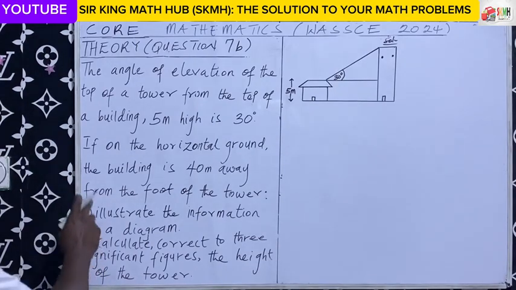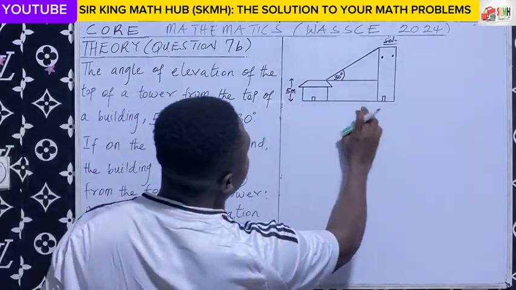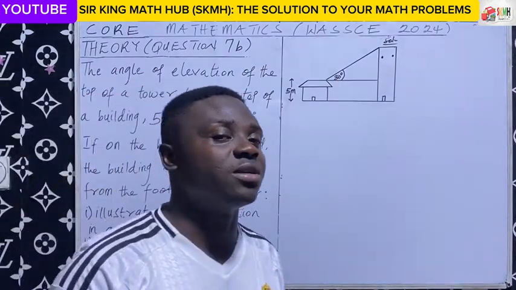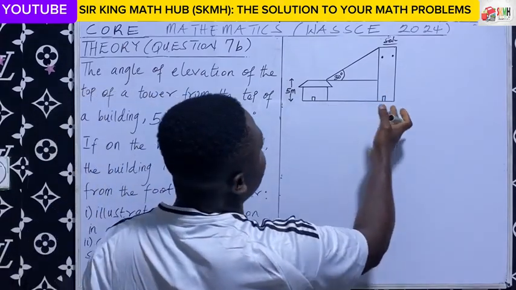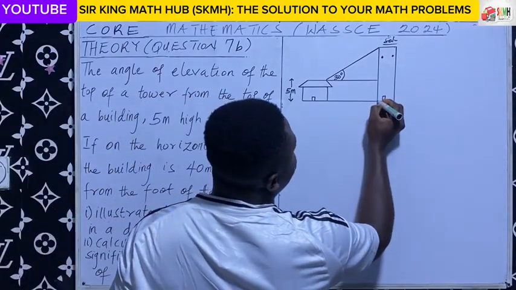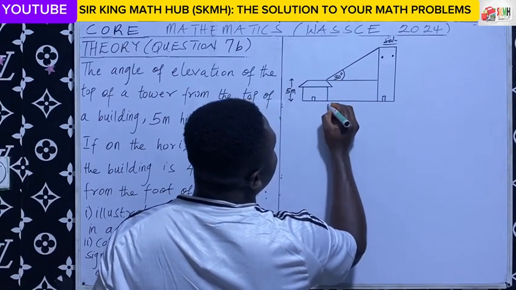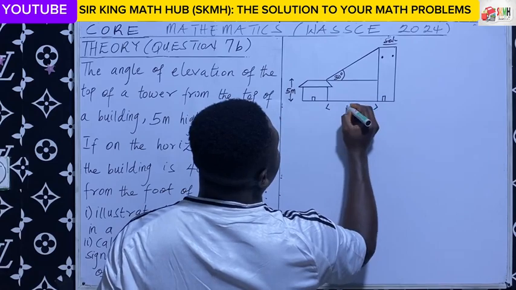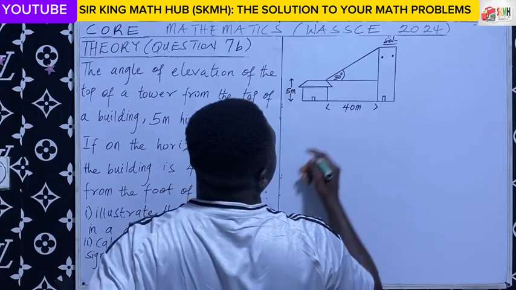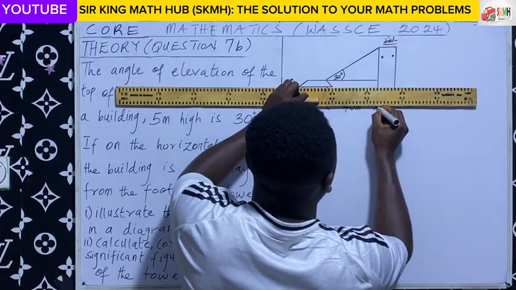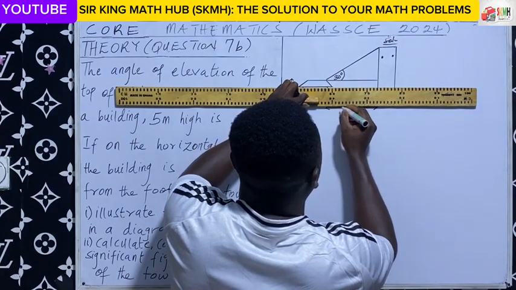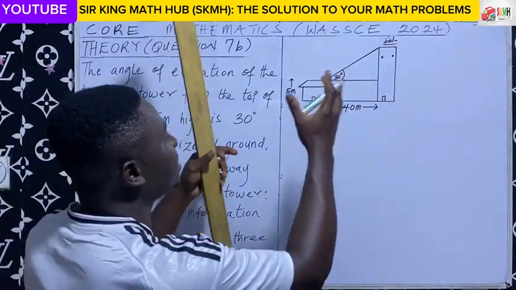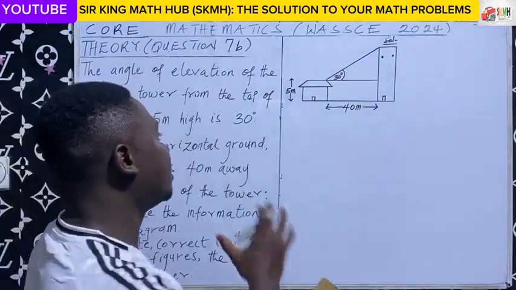And then again, we're told that on the horizontal ground, so this is the horizontal ground, the building is 40 meters away from the foot of the tower. What does that mean? The building is 40 meters away from the foot of the tower. This is the foot of the tower. This is the building. So it means that the distance between the building and the foot of the tower measures 40 meters. So this is a picture of the information given here.